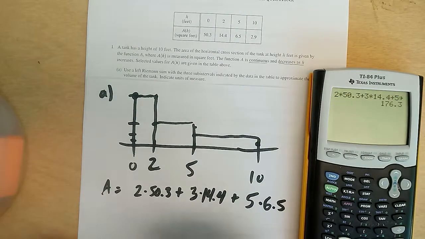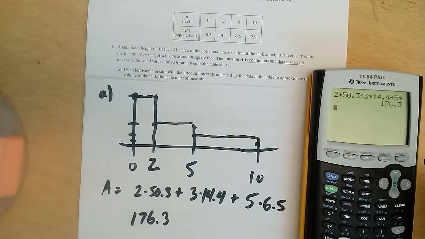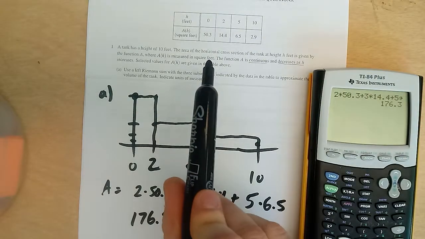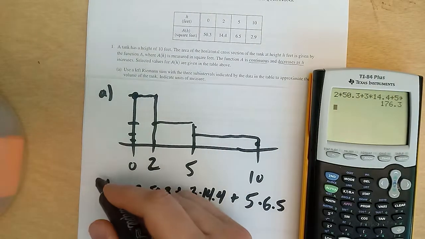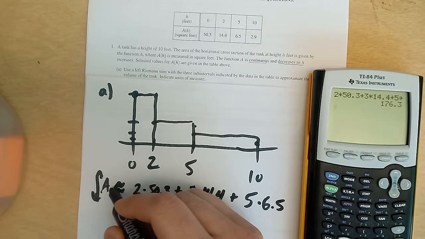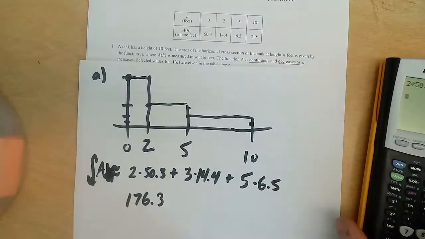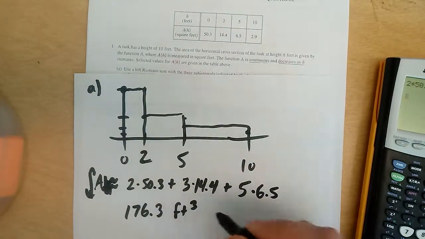All right, so I got 176.3, but if you remember, it says that this is a cross section, and that each of these numbers is an actual area. So we're integrating area with respect to h. And so this is going to be feet cubed.